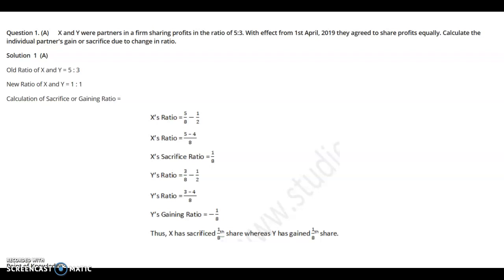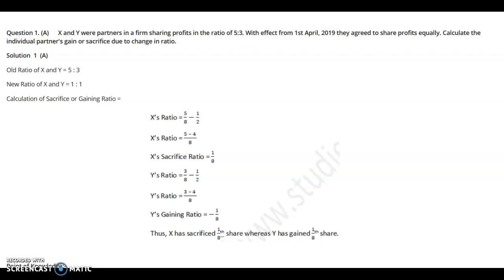First, we will calculate for X. This is known as the old ratio, that is 5/8. The new ratio is 1/2. We will calculate it. We will find that X sacrifices 1/8. We take the LCM of 8 and 2, which is 8, and then we find that the sacrificing ratio for X is 1/8.